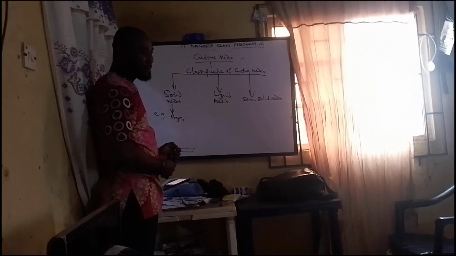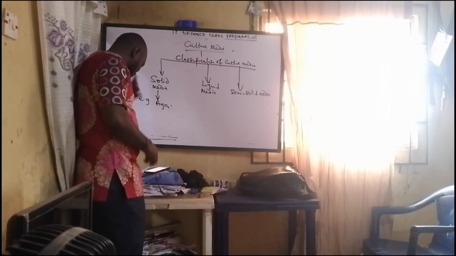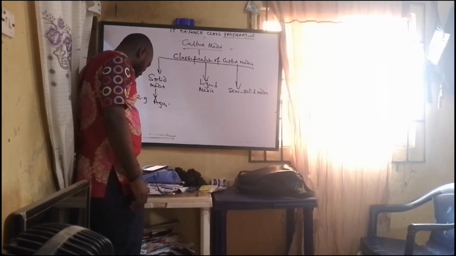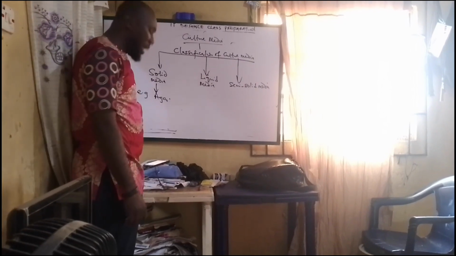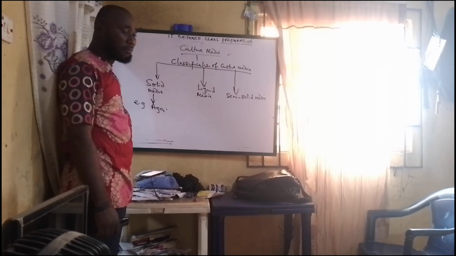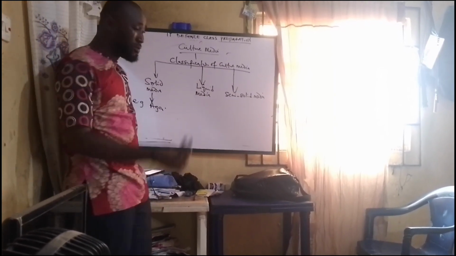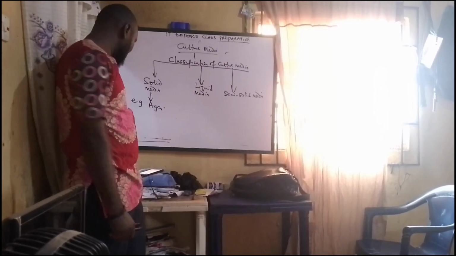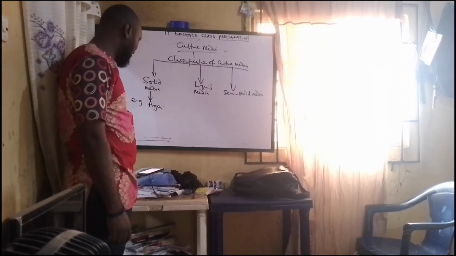Now, what about liquid? Semi-solid. What is agar? Agar is an inert carbohydrate extract obtained from a type of seaweed found in countries like Japan and all that. You get it from seaweed. And most times it's available in powdered form.